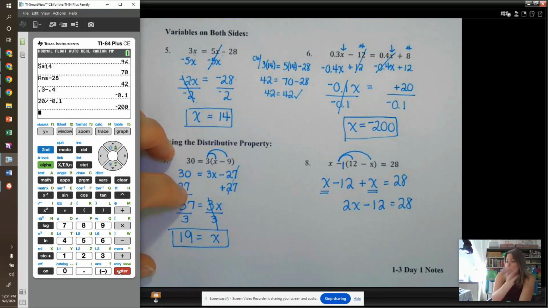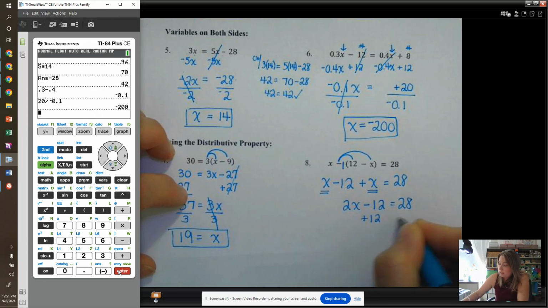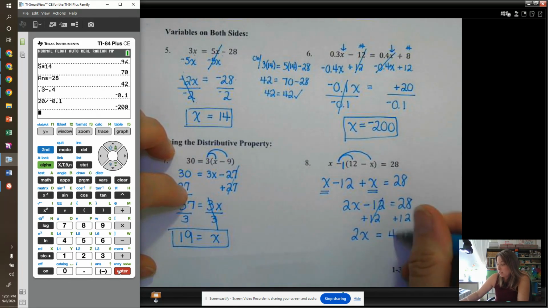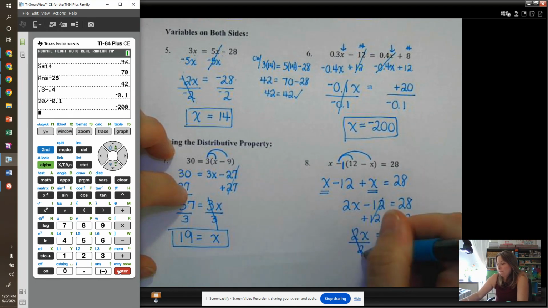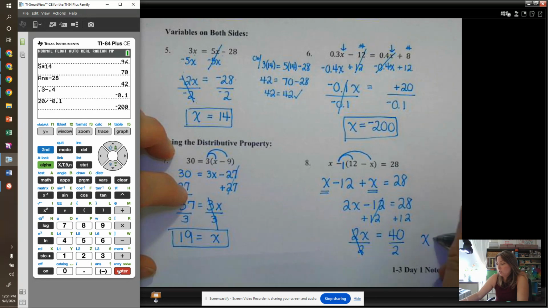Okay, all the way back up to that first two-step equation we solved. Add that 12 to both sides of the equal sign. Bring down your 2x. Bring down your equals. You get 40 when you combine 28 and 12. Now, the opposite of multiplying by 2, dividing both sides by 2. So we divide both sides by 2. And we get x equals 20. And there we have it.